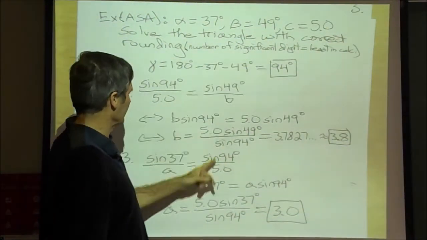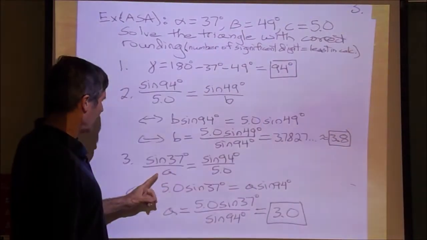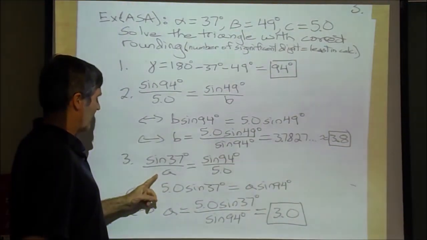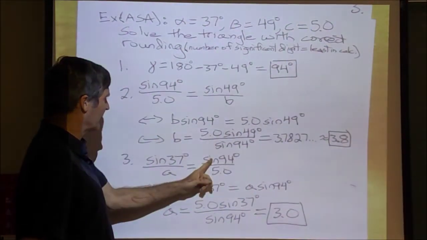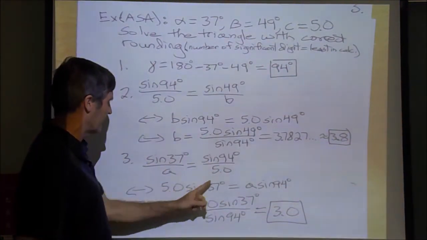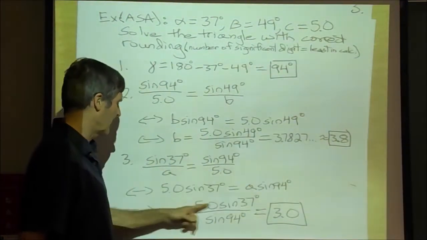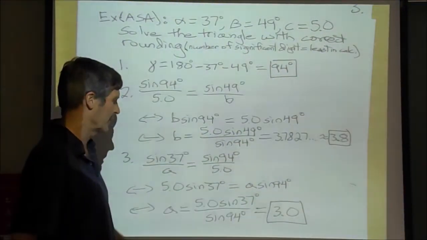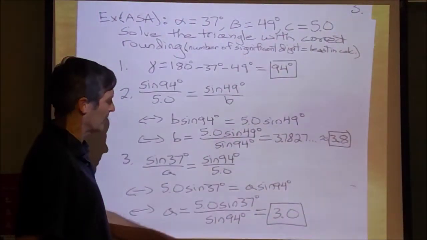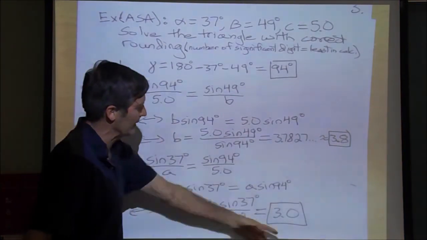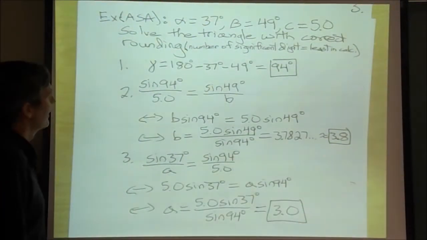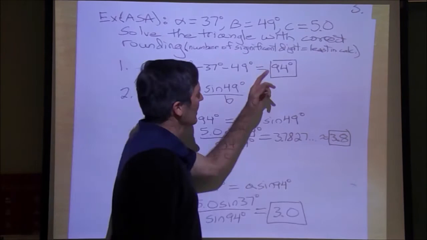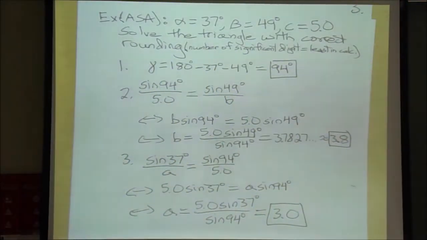I'll use these two numbers. And now if I cross multiply again, I have a times sine 94 equals 5.0 times sine 37. I'll divide by sine 94 and switch sides, and I've got a is 5.0 sine 37 over sine 94, which rounds to 3.0. Carry that 0 since it's significant. There's the three things to complete that triangle.